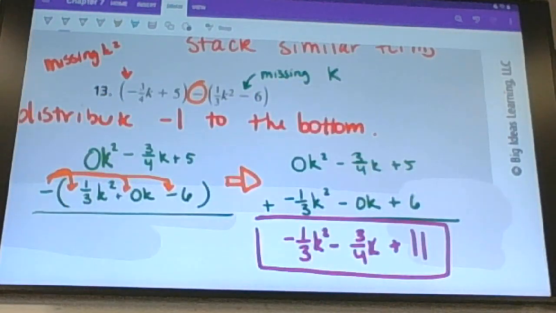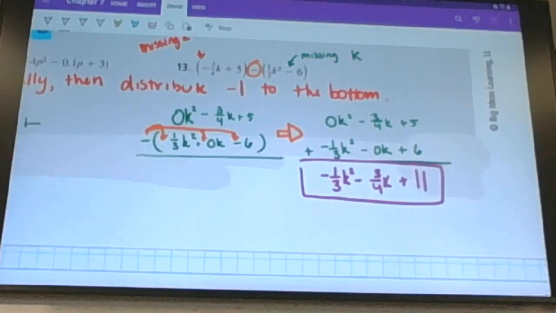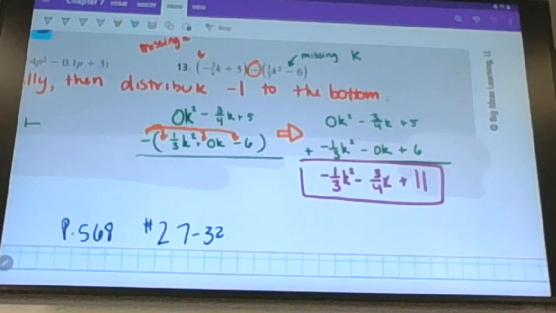Alright, we need a long time to get this assignment done. That's it. All that's left is the assignment. We're going to page 568 and doing 27 to 32. Long time. Trying to get the touch grade.